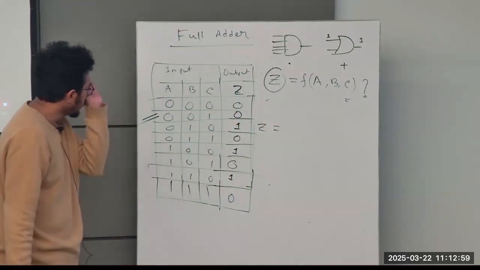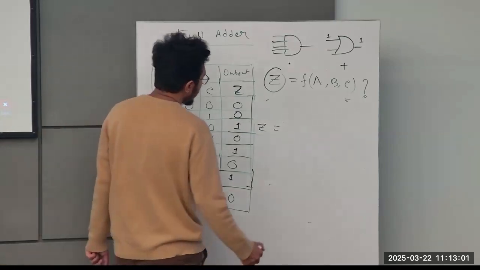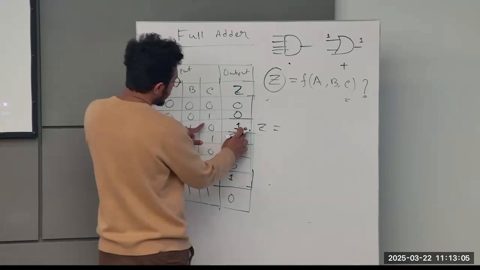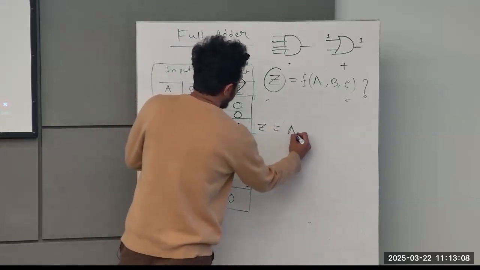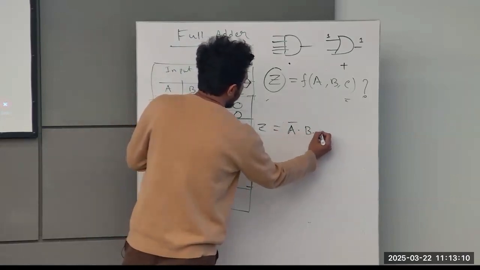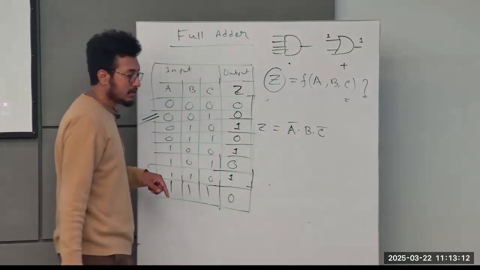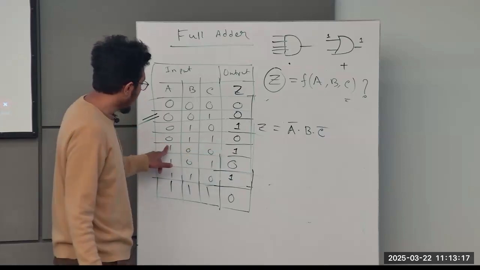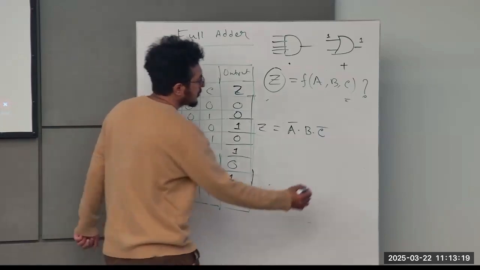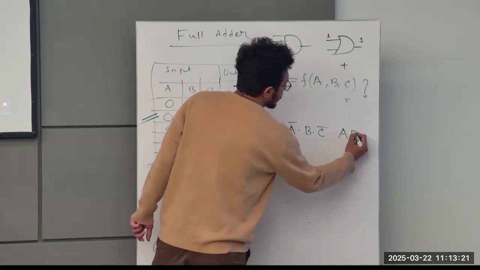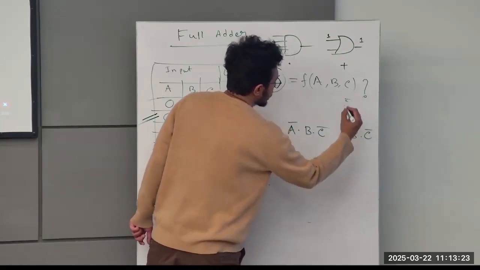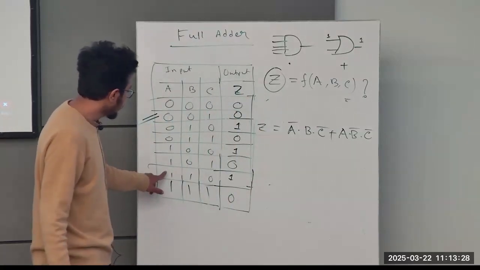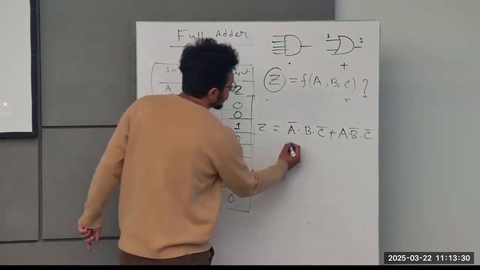Work for all the ones. So let's work for this one. We have what? A naught, B, C naught. Okay? A naught, B, C naught. Then go to the next one. This is another one. We have A, B naught, C naught. A, B naught, C naught. Okay. Then go to the next one, which is A, B, C naught.